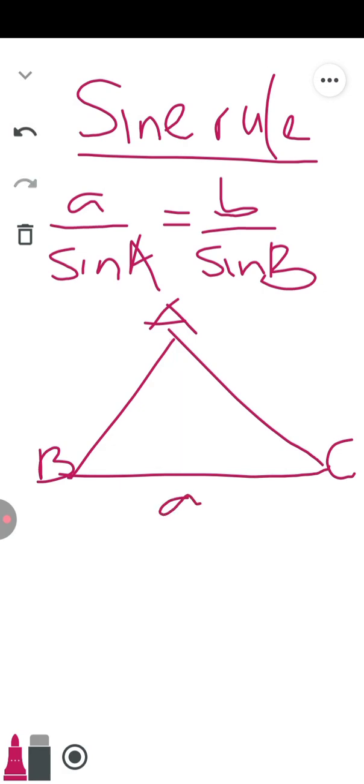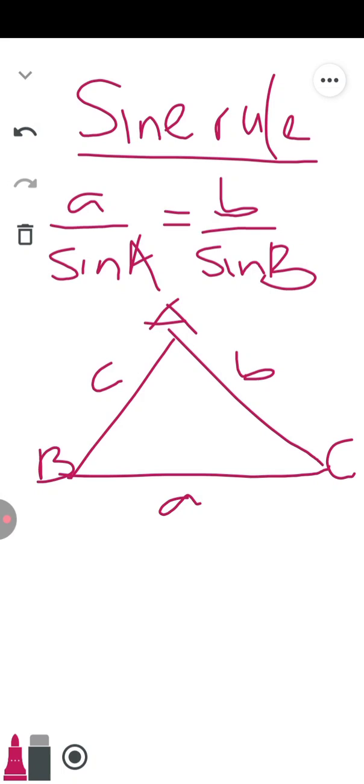This is angle B, right? The side facing angle B, that's your small b. The side facing angle C, can you see that? That's your small c. In other words, capital letters A, B, and C represent angles. Meanwhile, small letters a, b, and c represent the sides. You understand that?